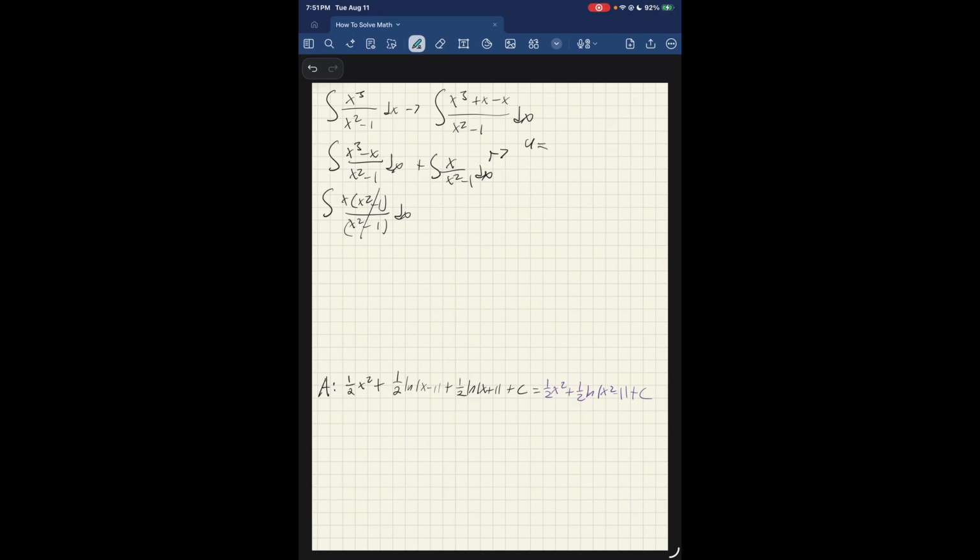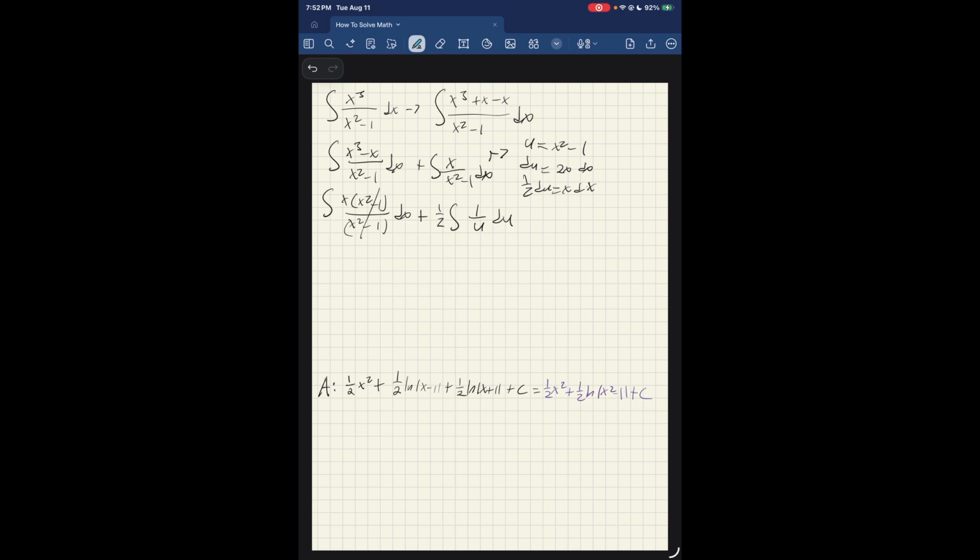So our u is going to be x squared minus 1. du is going to be 2x. That means that 1/2 du is going to be x dx. Sorry, I forgot to write that there. So we can rewrite this as 1/2 integral of 1 over u du. And now we can actually integrate.